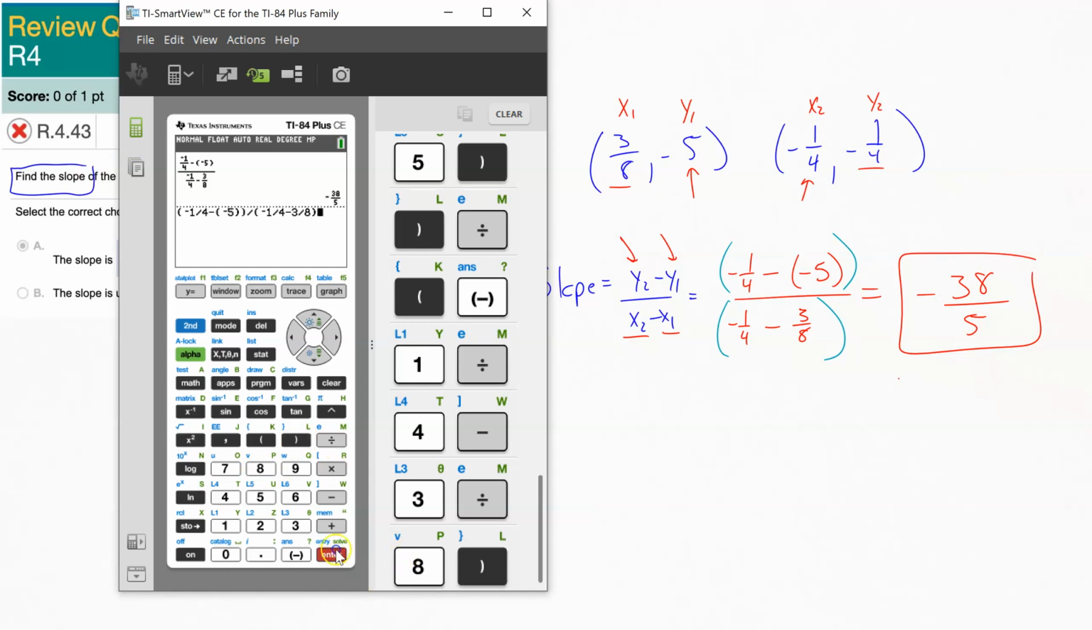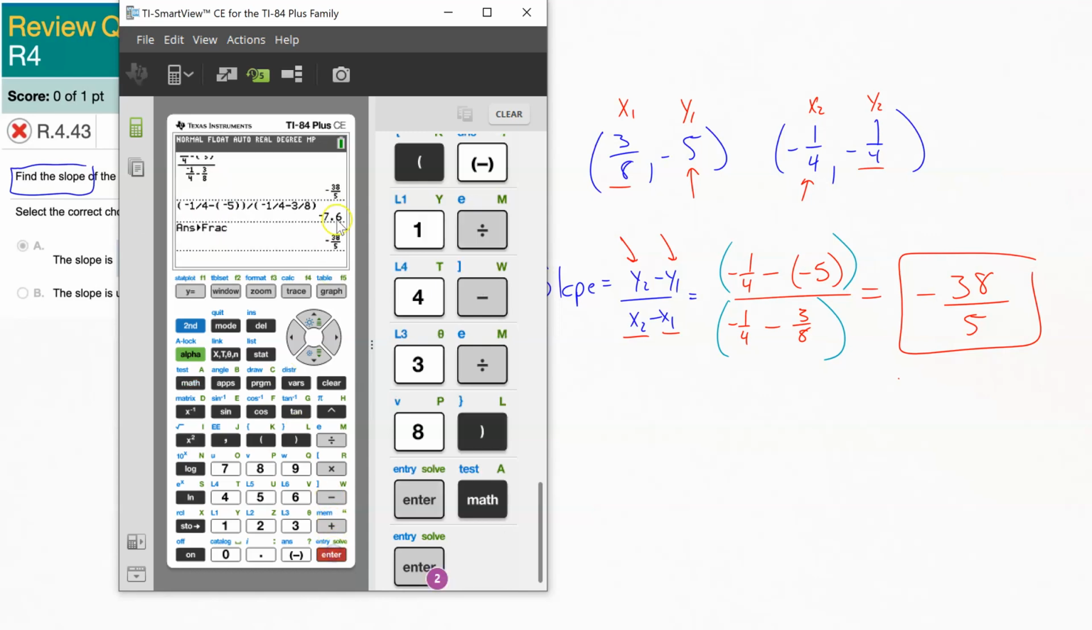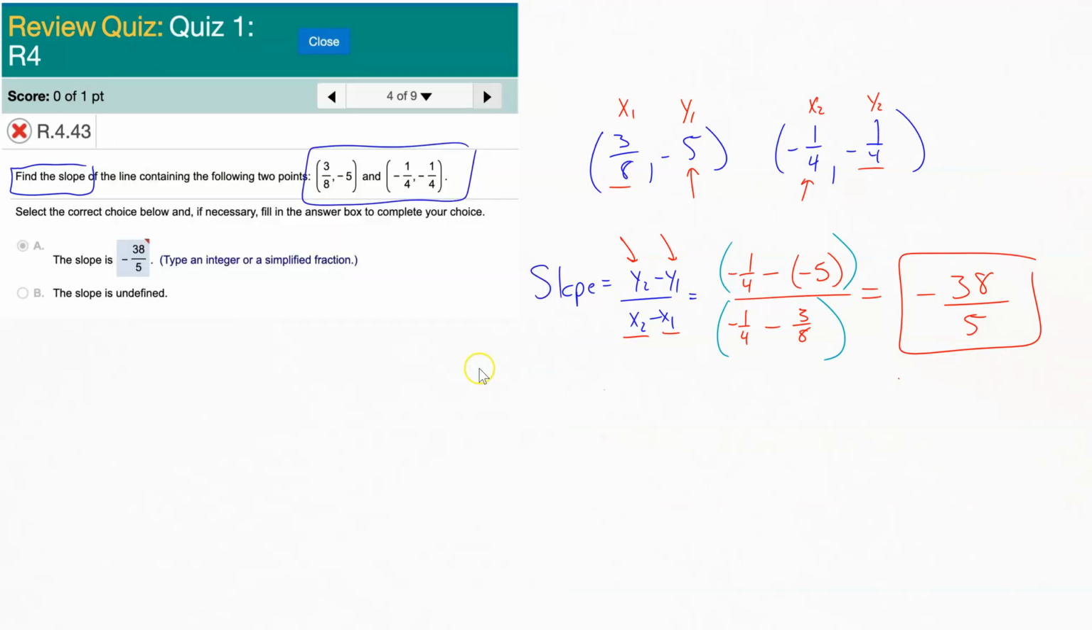close that, hit enter. And it gives us this decimal here, and we want it as an integer or simplified fraction is what they ask for. So now what you do is you hit math and then number 1 frac, and what it's going to do is take that decimal and turn it into a fraction for us. So you can see we get out that same answer, -38/5, which is our final answer on this one.